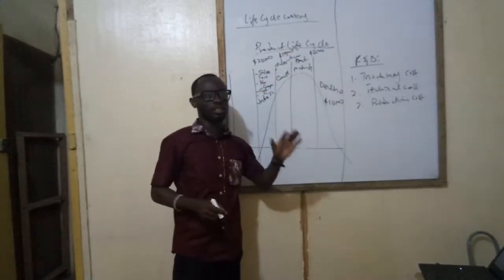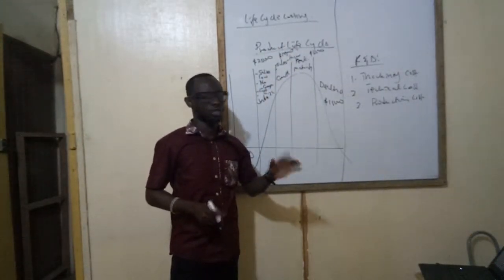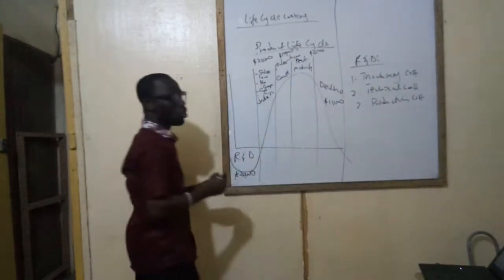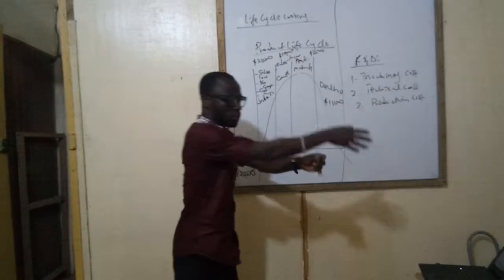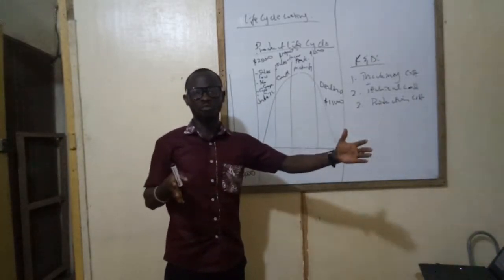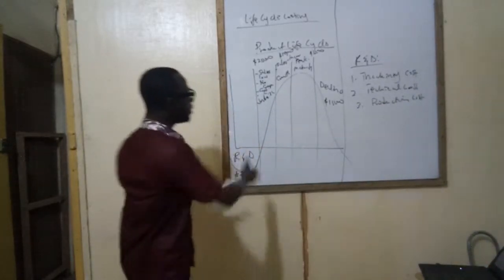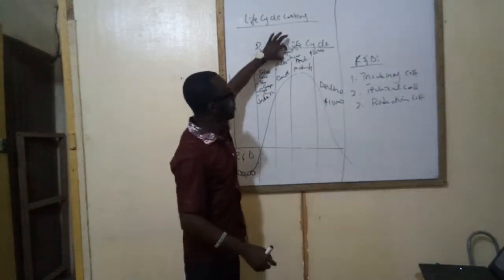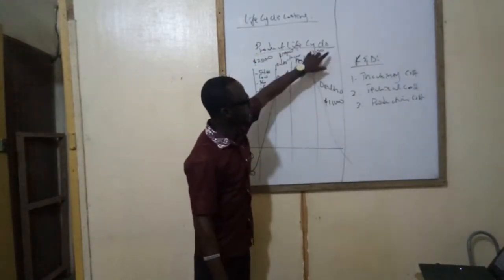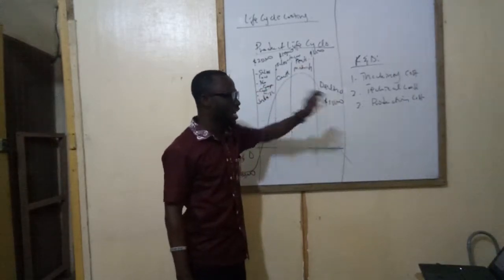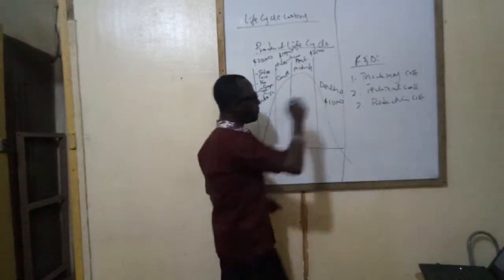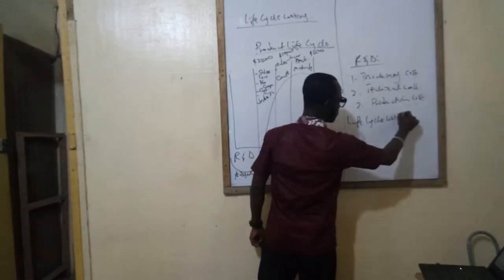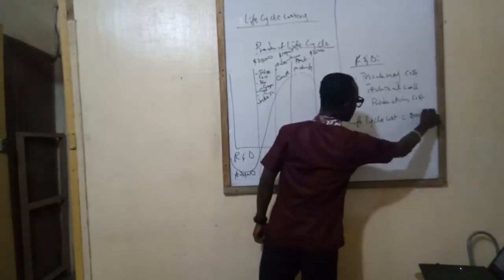The life cycle cost. So when we say the life cycle cost, it is the summation of all the costs expected to be incurred over the life of the product. So when we sum this up, 20, 25, that is 45, plus 10, 55, plus 10, 65, plus 15, and that is going to be 80, meaning that the life cycle cost is $80,000.